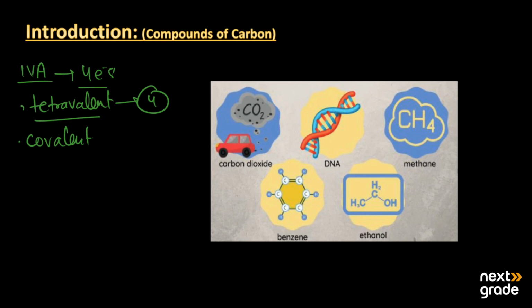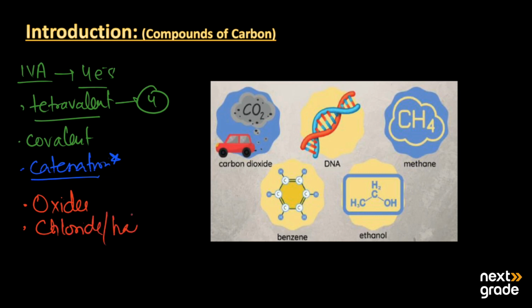with the other elements. One property we have is catenation, and due to the property of catenation it can make a lot of compounds and it can also make a homologous series of different compounds. So here we will discuss the different compounds of carbon. The first one we will discuss is the oxides of carbon, then we have halides or chlorides of carbon, that is, how it can react with the halogens and how it can react with oxygen.